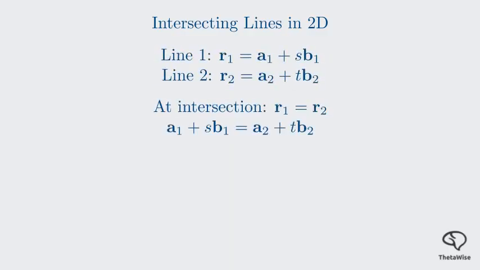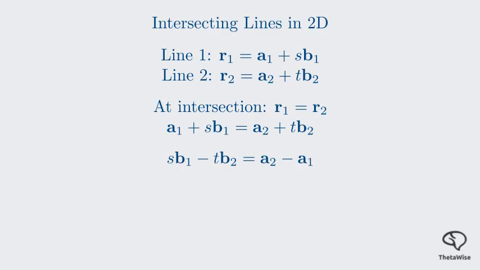So we equate the 2 equations, which states that for some value of s and some value of t, the position vectors are the same. This single vector equation leads to a system of scalar equations. For example, in 2D, we get one equation from the x components and another from the y components. We can rearrange this into a standard system of equations with our parameters s and t as the variables. We then solve this system.